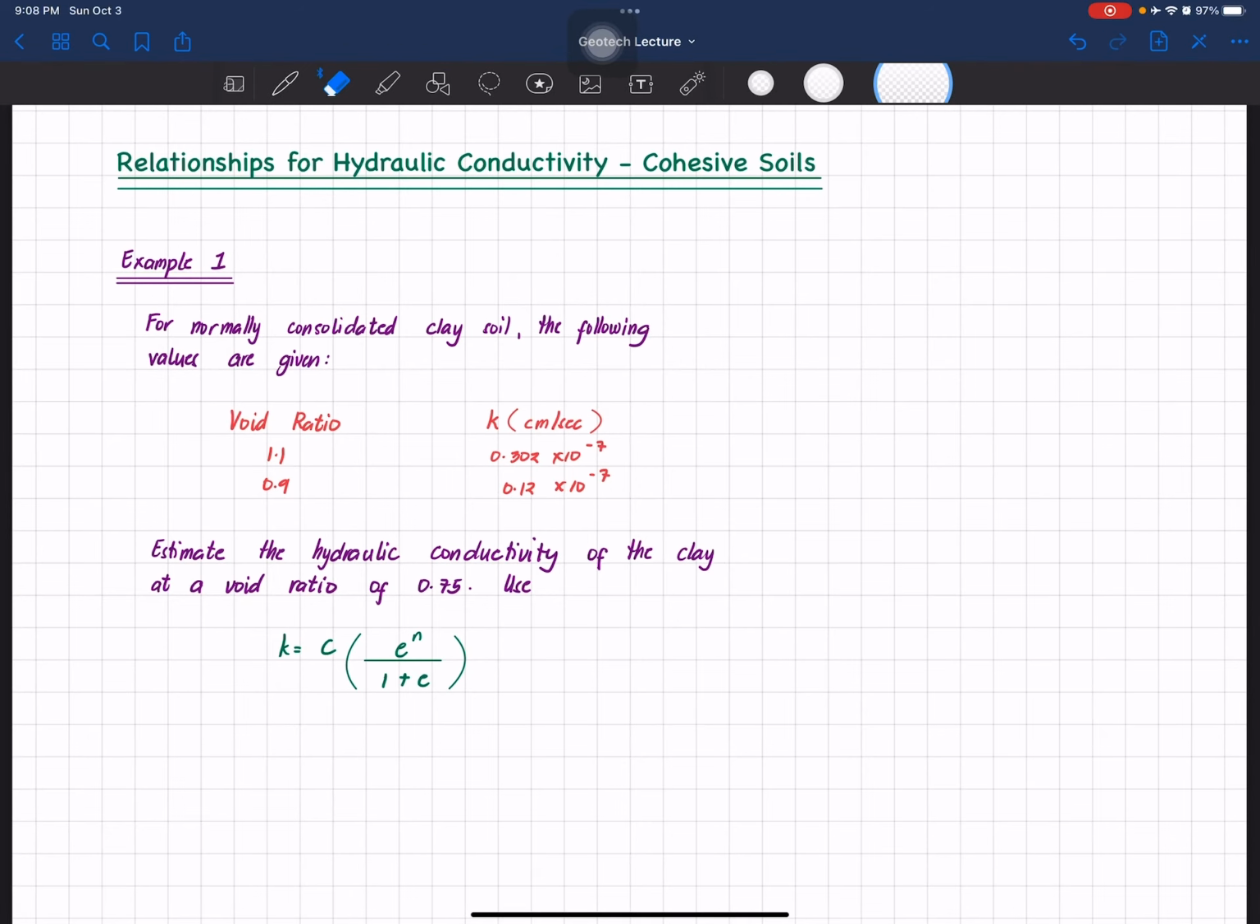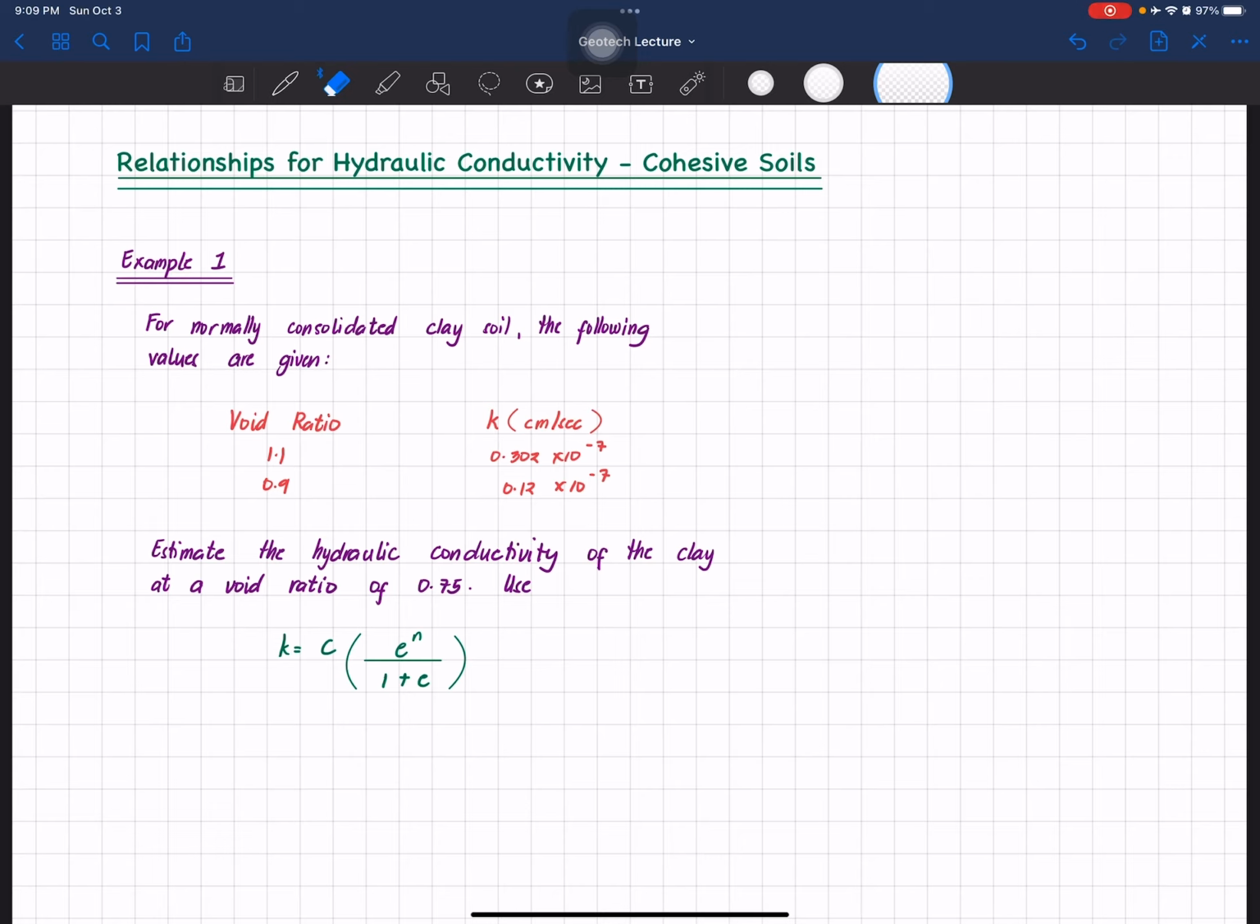Okay, so ayun, welcome back. Today we're gonna talk about relationship for hydraulic conductivity of cohesive soils. So normally guys, pahapyaw lang naman itong gagawin natin. Follow lang natin yung syllabus, pero there's no need for us to go an in-depth study in here. Kasi yung determination naman ng hydraulic conductivity, normally kasi experimental naman siya for cohesive soils.